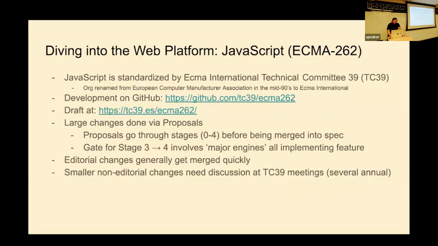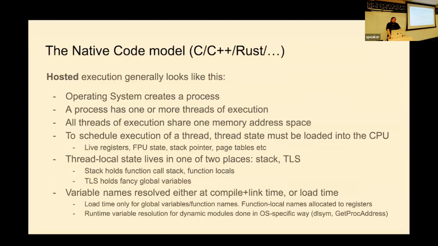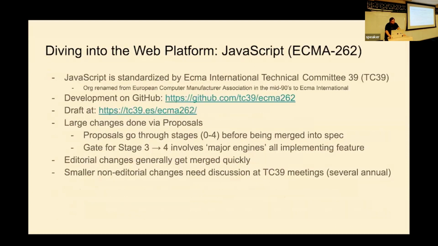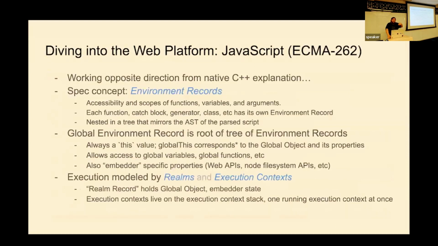So in my description here, I started with processes and I walked my way down to variable names. I'm going to do the opposite for JavaScript. This JavaScript specification is really broken up into records and abstract operations.